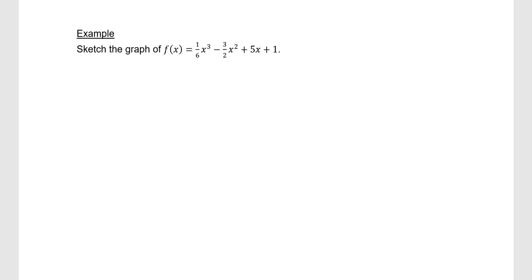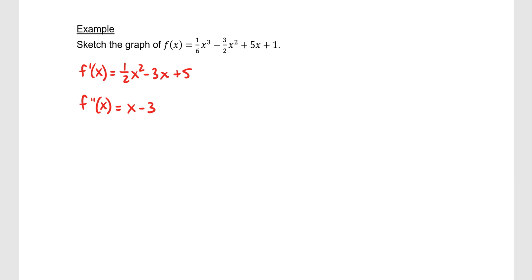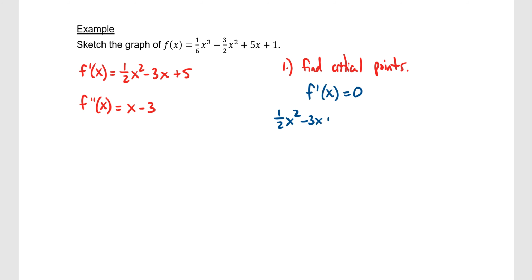We have a cubic now. So finding the critical points, we are going to take that derivative and set that equal to 0. So 1/2 x squared minus 3x plus 5. We set that equal to 0.